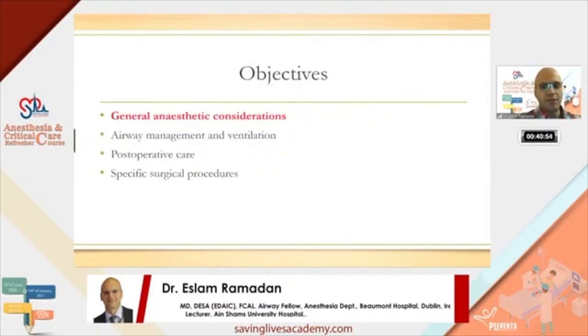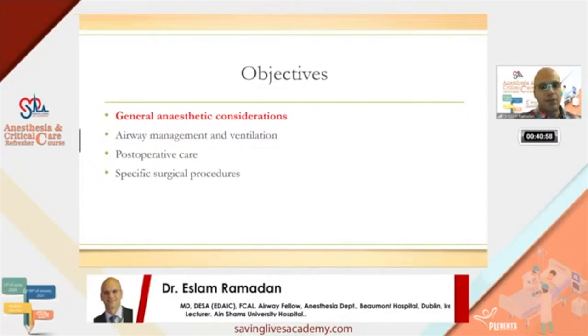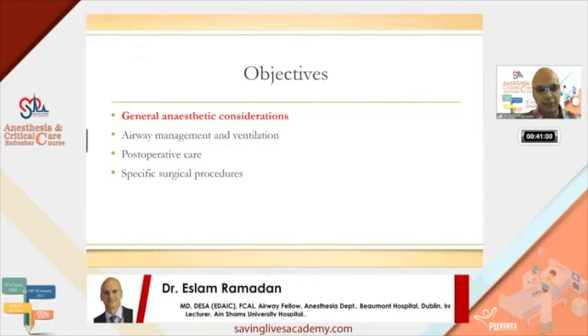So we'll go first for general anesthetic consideration, as I said, and then the main bulk of the lecture will be the airway management and ventilation and postoperative care for those kinds of patients after the surgery, and some specific surgical procedures.